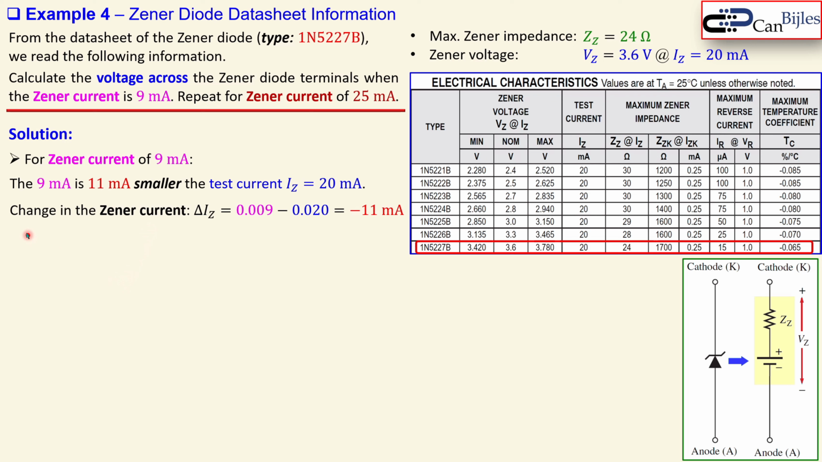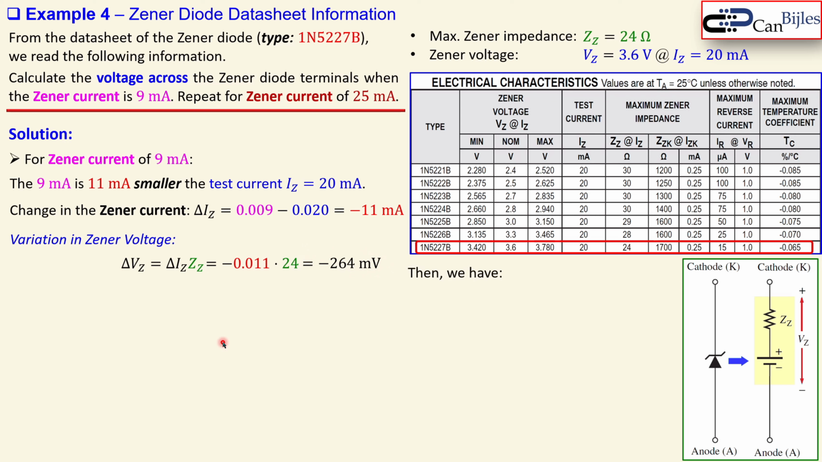That means the following then, the change in the Zener current is then minus 11 milliamps if I look at the polarity. So I go down. Now, the variation in the Zener voltage is given by this formula, because the change in the Zener voltage is equal to the change in the Zener current times the Zener impedance, just Ohm's law. Looking at the formula and also the 24 ohms maximum impedance, you will have minus 264 millivolts. That is also the maximum variation, because this is the maximum.